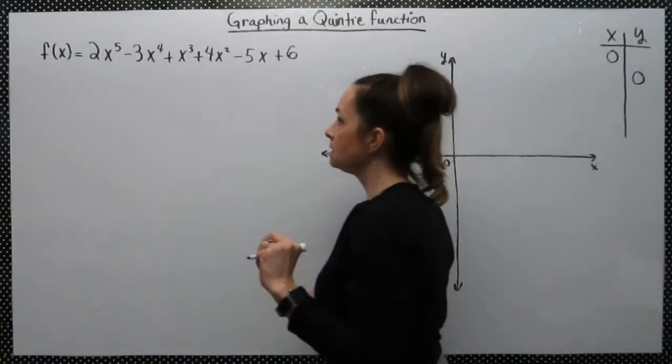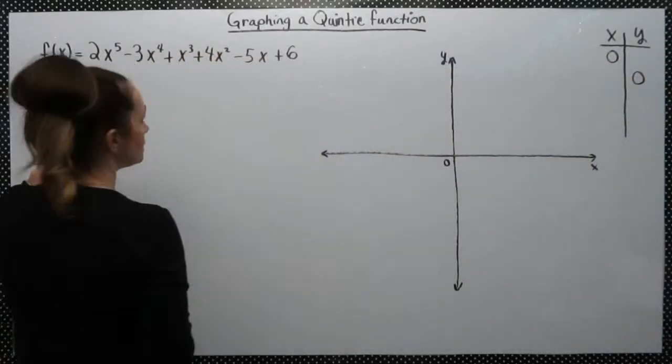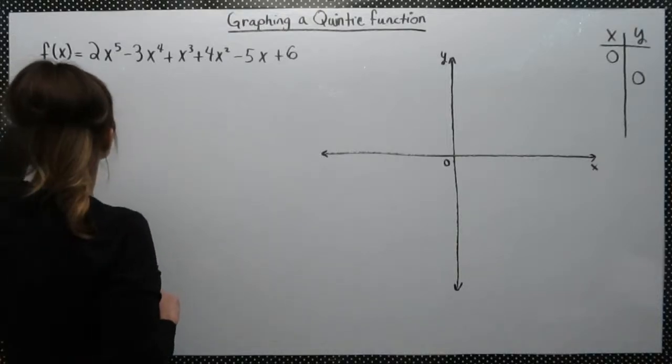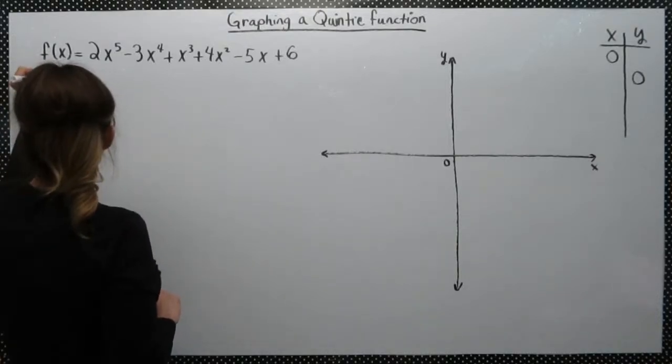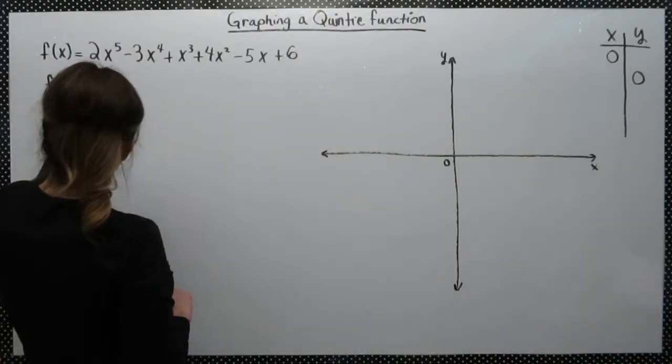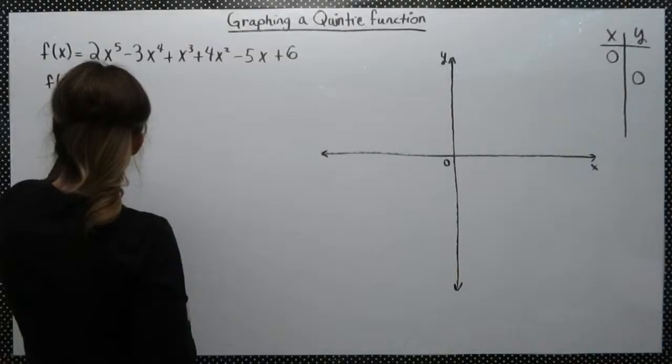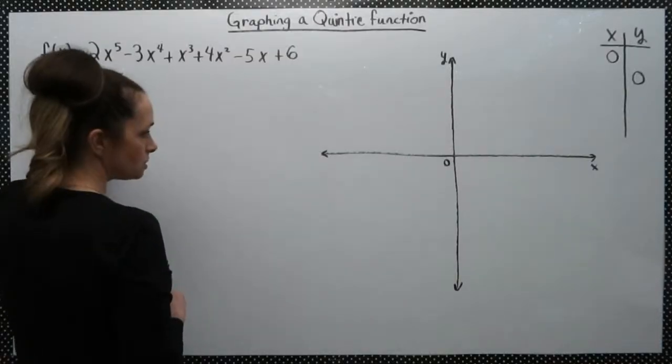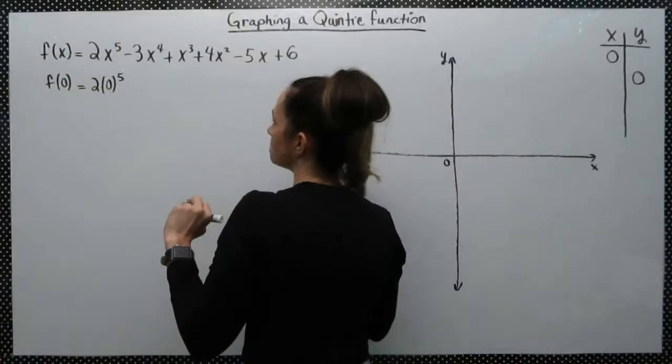Now, plugging in 0 for x is a lot easier. We'll start out there. But if I let x be 0, all of these terms that have variables are going to drop out. But just for fun, we'll go ahead and do it.